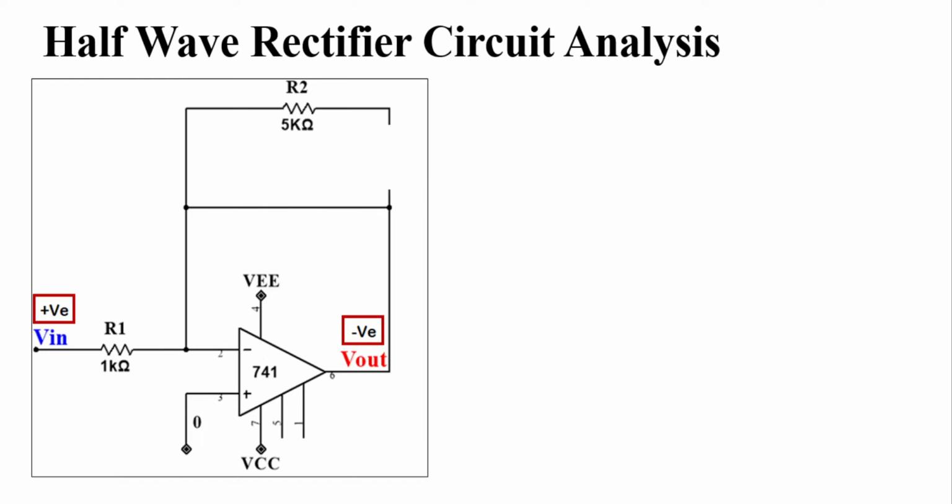So the resultant circuit will look like this when we apply a positive voltage. So in short, we can say for positive input voltages, the output tries to go negative, and this turns on the diode D1 and turns off the diode D2. Okay, turns off means making it open circuit.